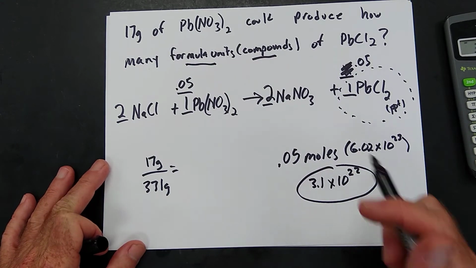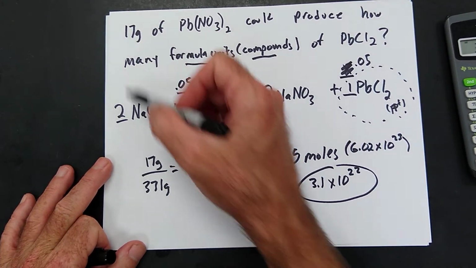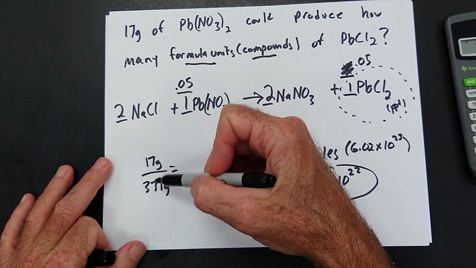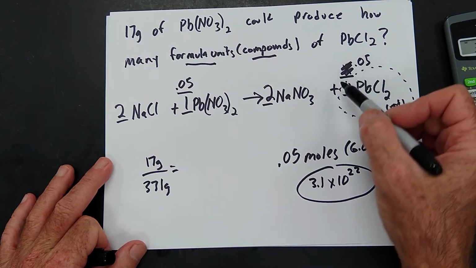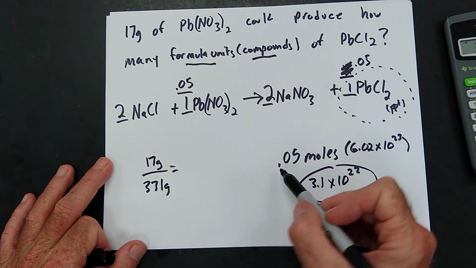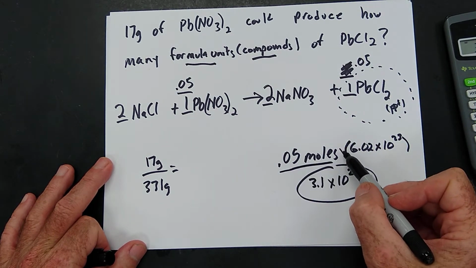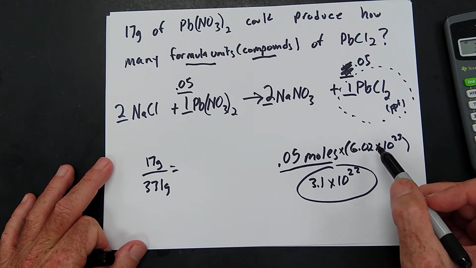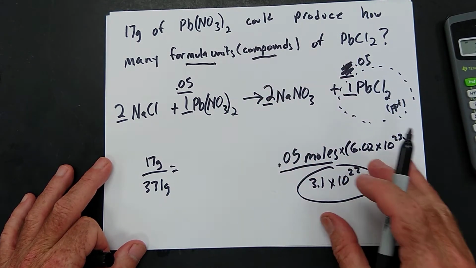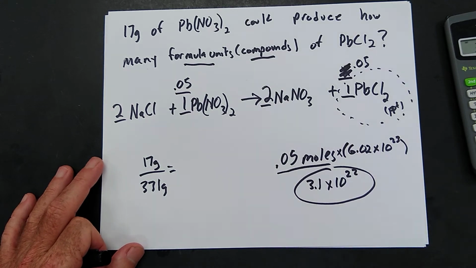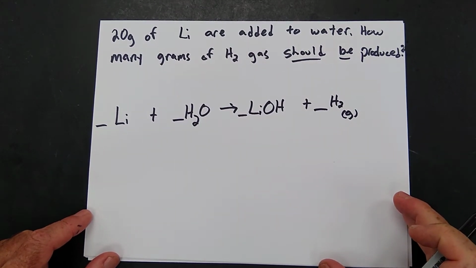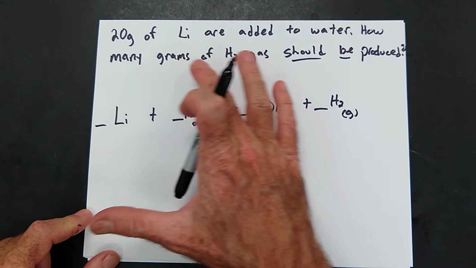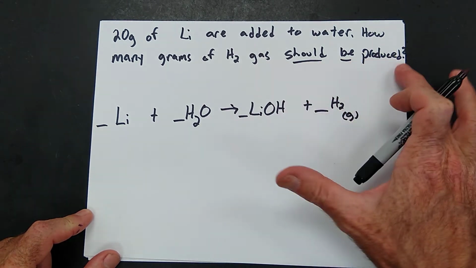Notice, once again, we divide our given number by the proper number, and that's what we put in our equation. And then when we're done, we multiply the moles that we've discovered times the proper number for the units we're looking for. We're doing the same thing every time. We're going to do one more. Take a look at this problem. 20 grams of lithium are added to water. How many grams of H2 gas should be produced?